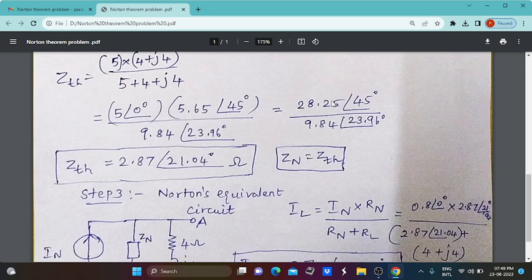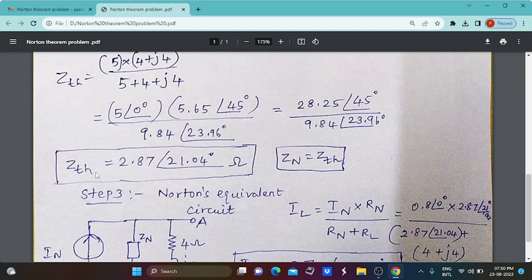So now you have to divide these two values. Whenever the numerator and denominator values have the same form, that is polar form, the values should be divided and the angle values should be subtracted. So 28.25 divided by 9.84 can be applied, and finally we will get the divided value 2.87, and the angle value 45 should be subtracted by 23.96, so 21.04 degrees is your answer.